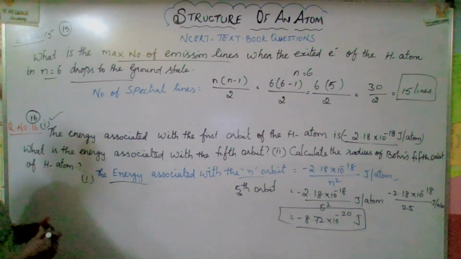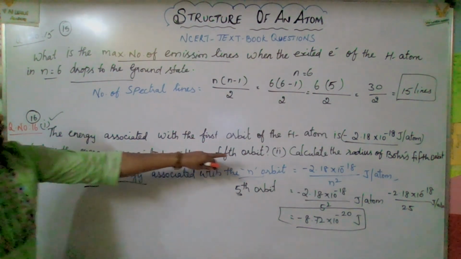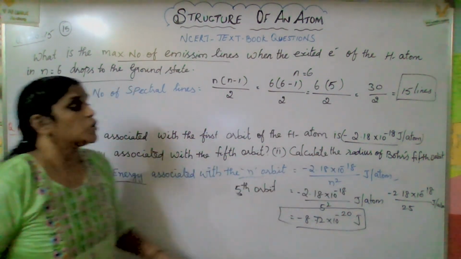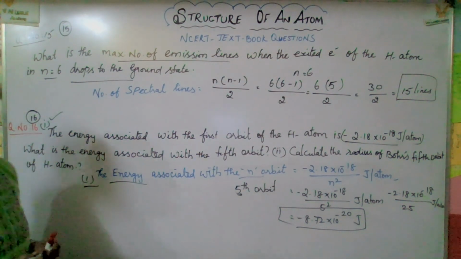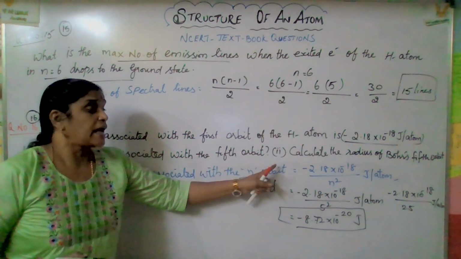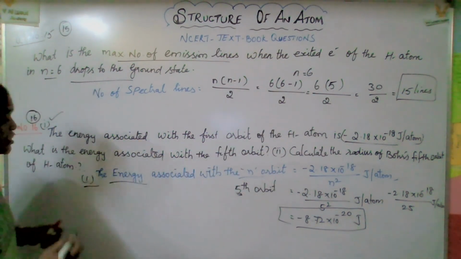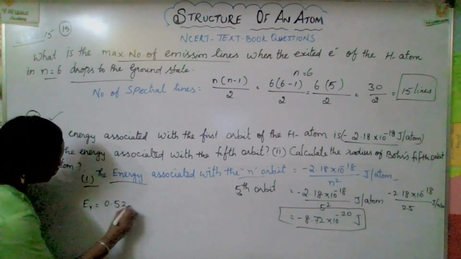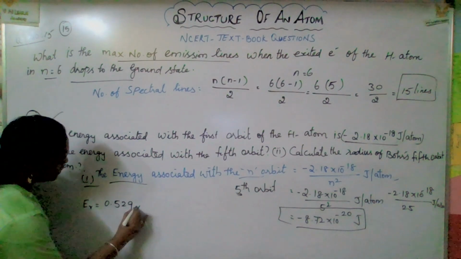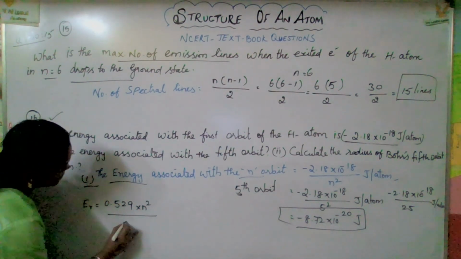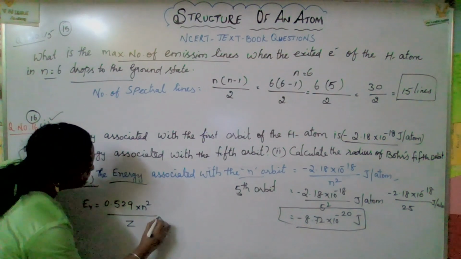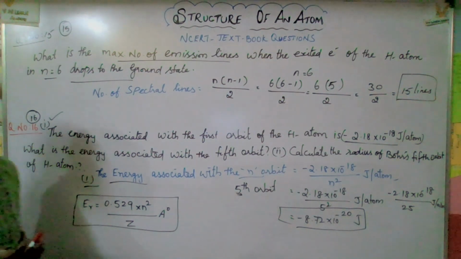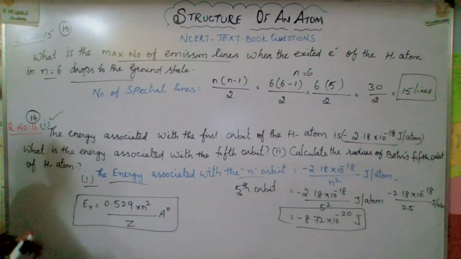Okay, now the second question. See, this is the first question. Now let us check the second one. Calculate the radius of Bohr's fifth orbit of hydrogen atom. How to identify that? Calculate the radius of Bohr's orbit. So radius equal to 0.529 into n squared divided by Z Angstrom. So that is the formula to find out the Bohr's radius of hydrogen atom.